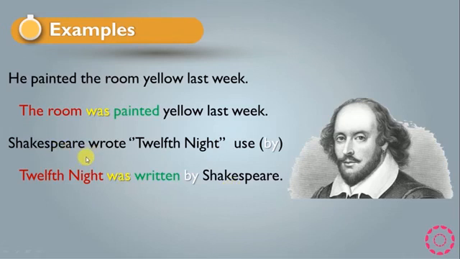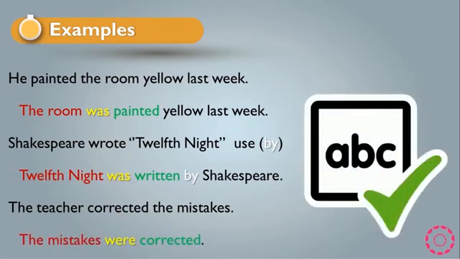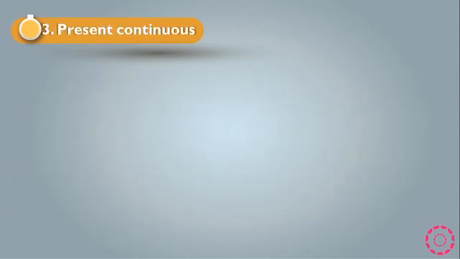The teacher corrected the mistakes. So it became like that: The mistakes were corrected. Why did we use were? Because mistakes is plural and it has s, so you have to use were, and corrected, the verb, in the past participle form.